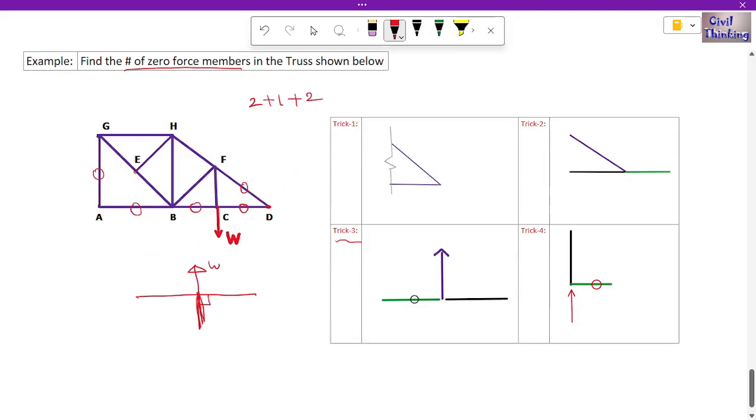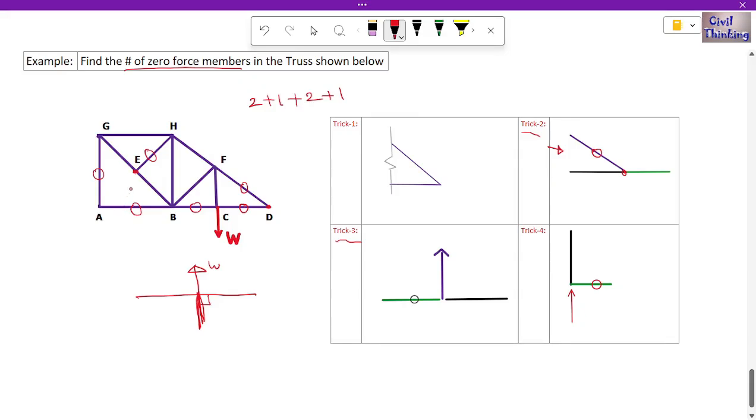Now look at joint E. We have these 2 members, they are collinear, and this member is non-collinear. At E there is no support and no external load, so you can see this is similar to trick 2, right? Look at this trick 2, look at this joint, there is no support here, no load here. Two members are collinear, one is non-collinear, so the non-collinear one is a zero force member. So we added one more.